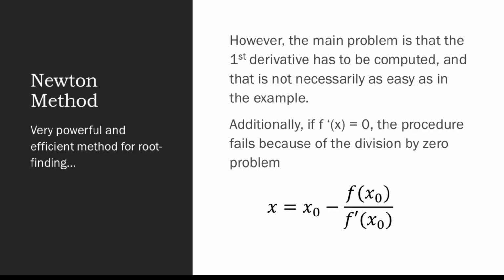So that was the Newton method. It's a very powerful and efficient method for root finding. However, the main problem is that the first derivative has to be computed, and that's not necessarily as easy as in the example. Additionally, if f prime of x is 0, the procedure fails because of the division by 0 problem. So it stops there. Although there are workarounds, the point here is that there are problems with the Newton method, even though it's very, very powerful and very, very fast.